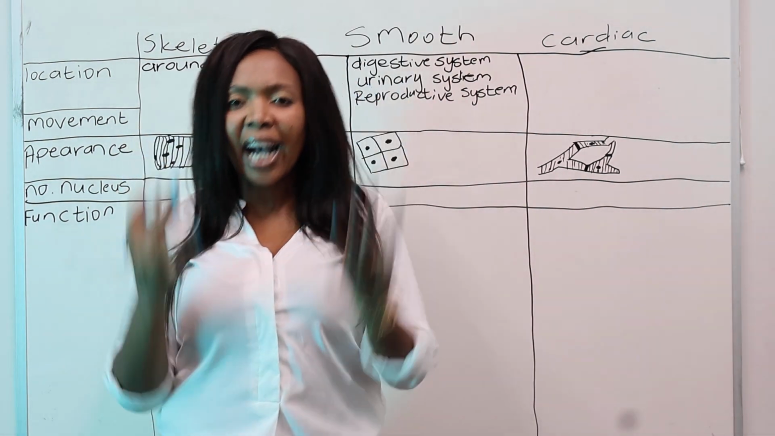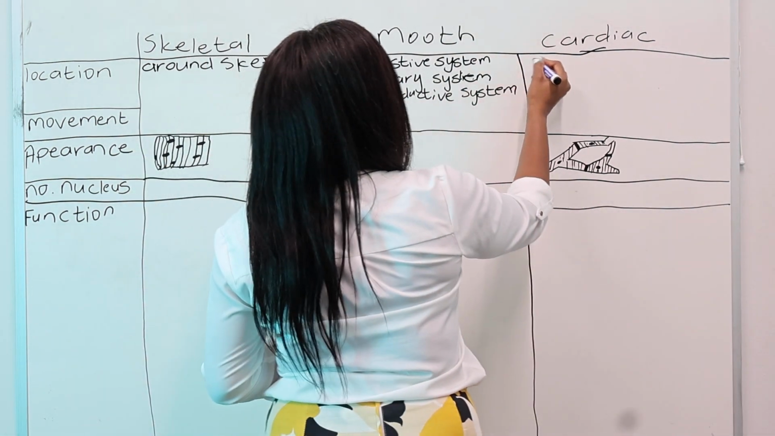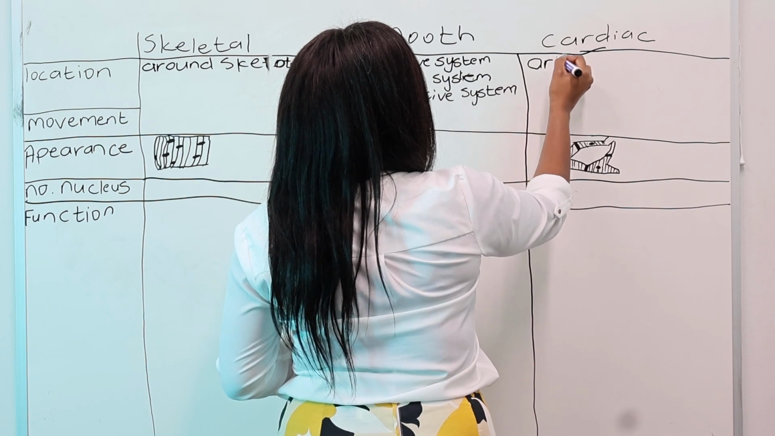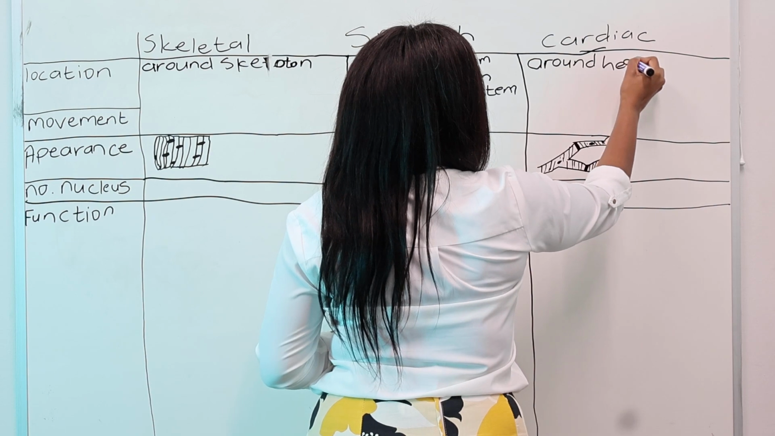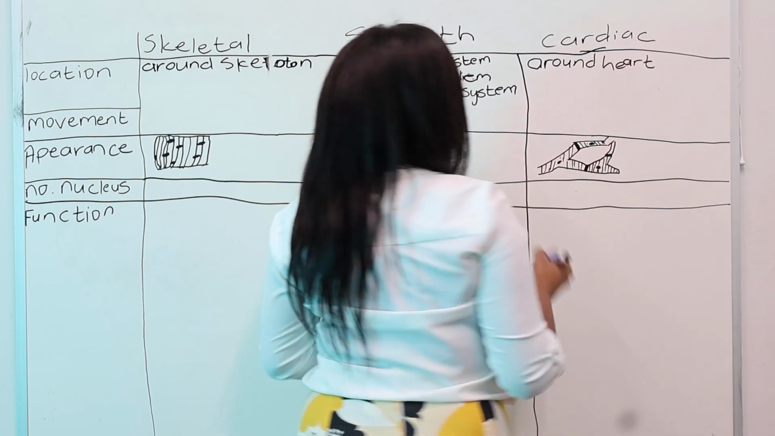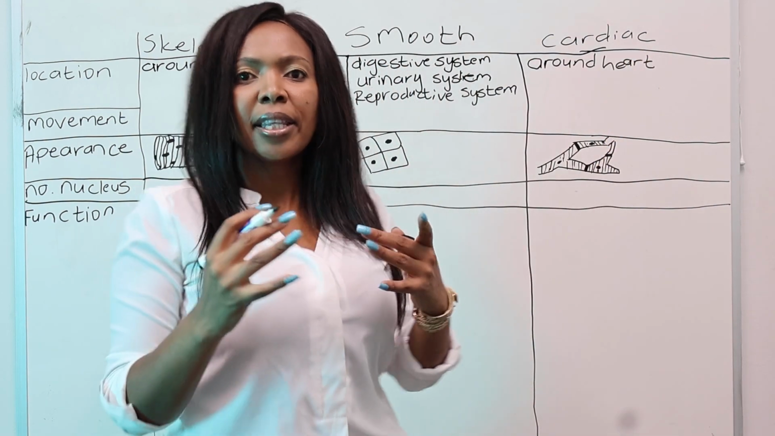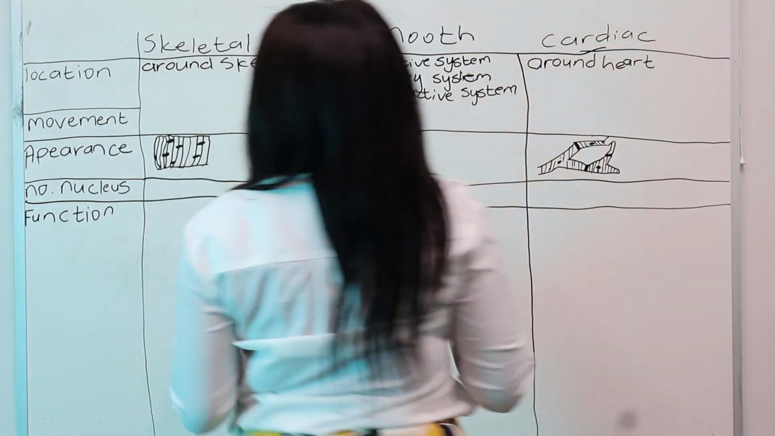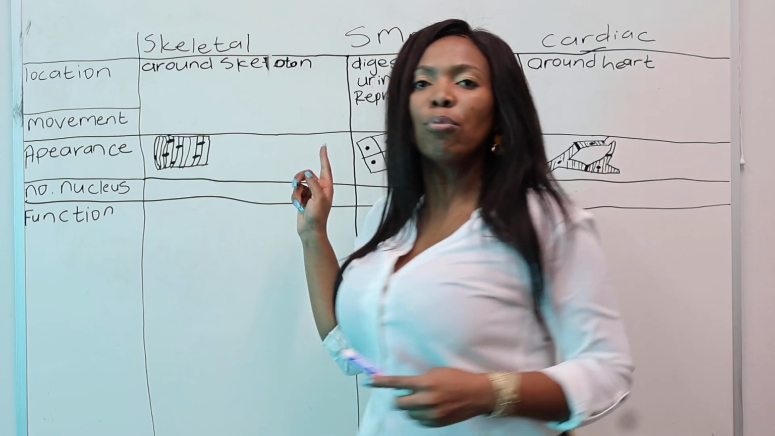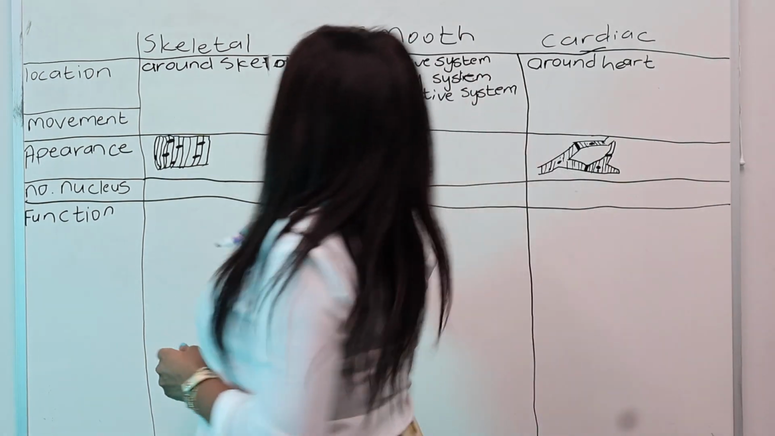And then we have the cardiac. Cardiac is only found around the heart. It's only in the heart. Controls the contraction and the relaxation of the heart. So, done with location, what type of movement in the skeletal?